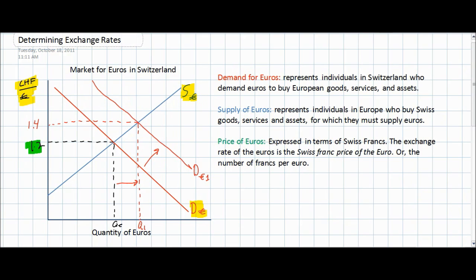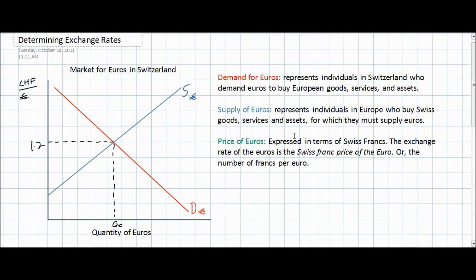Additionally, if there were speculation among Swiss investors that the value of the euro was going to increase, there would logically be an increase in demand for euros now, which would ultimately cause the value of the euro to increase relative to the Swiss franc. Any of these factors, the demand for European goods and services, the demand for European assets, or the expectation of future increases in the value of the euro can cause the current demand for euros to rise, and therefore cause the euro to appreciate against the Swiss franc.